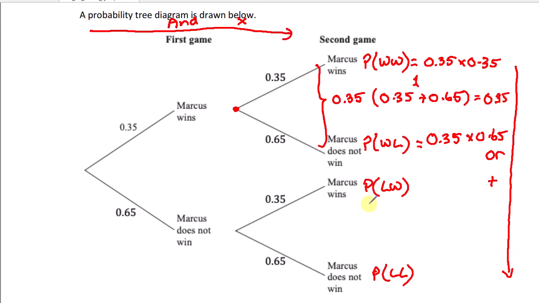We're interested in this one as well. So these are the 3 cases where there's at least 1 win. And this is 0.65 times 0.35, and you might wind up with two versions of this calculation. 0.65 times 0.35 is 0.2275.